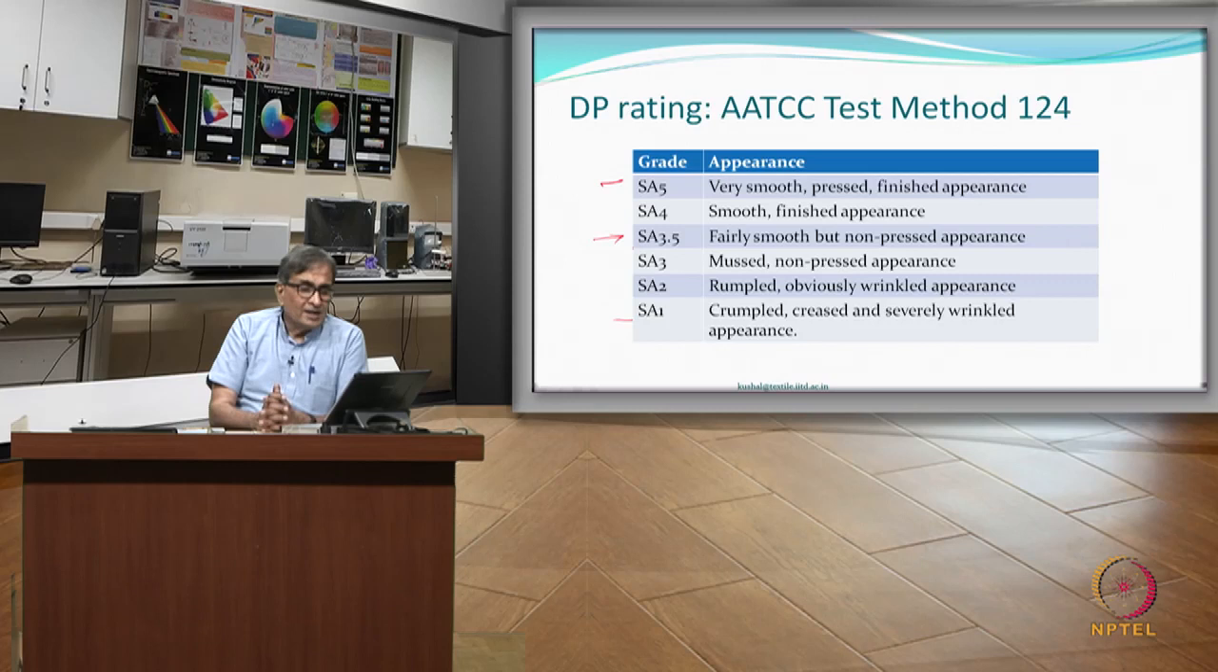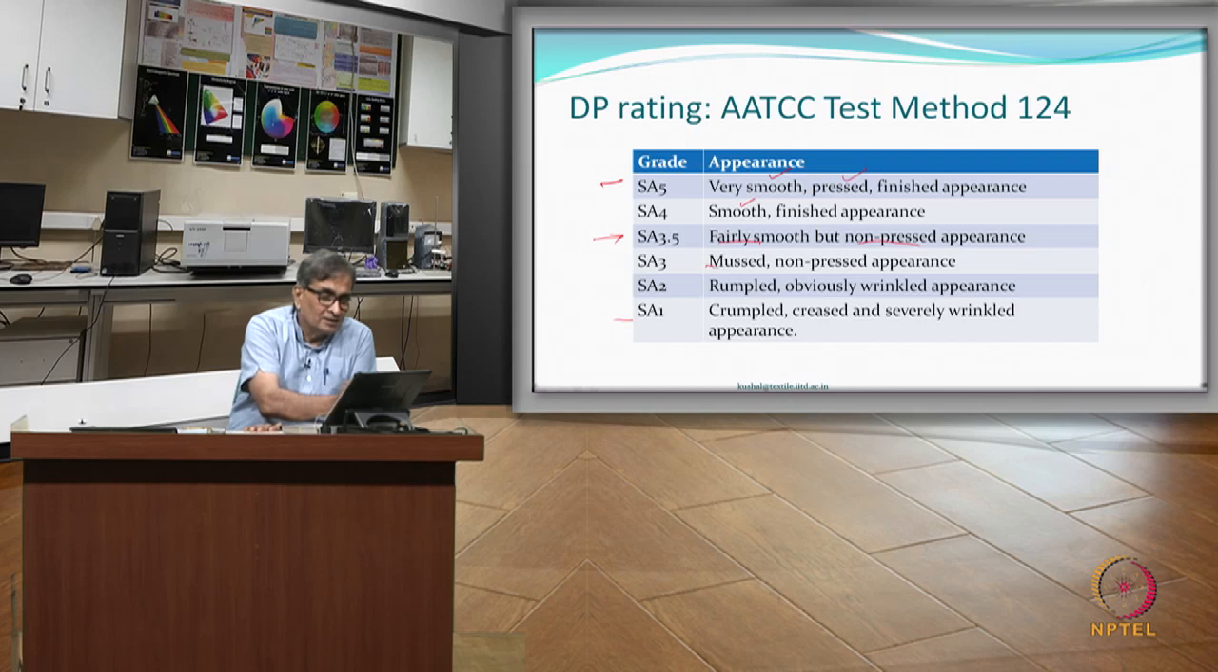Obviously, SA is smooth appearance. If it appears very smooth after laundering, it will be called SA5. It would be characterized by a very smooth appearance like a pressed garment itself, and a very finished kind of appearance. SA4 is slightly less, it does not appear to be pressed, but is still smooth, not very smooth. In between you have fairly smooth, but non-pressed appearance. So, you will say, well, nobody has ironed this, but okay, it is smooth enough.